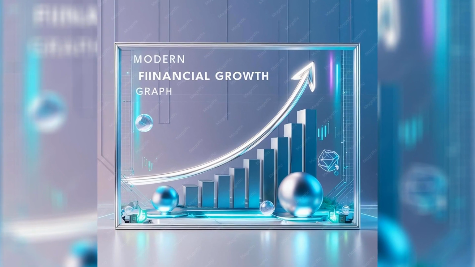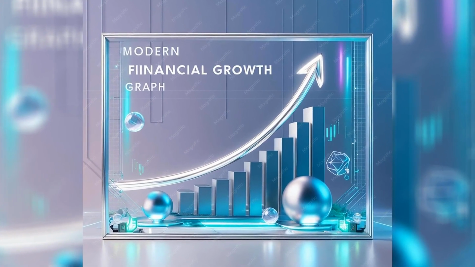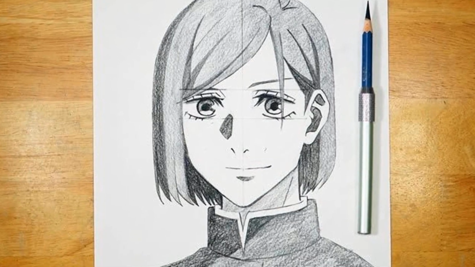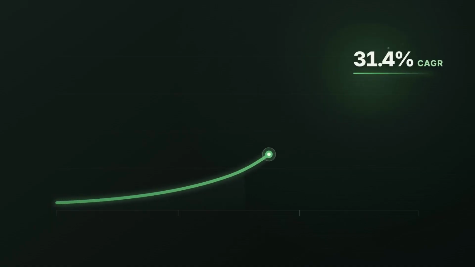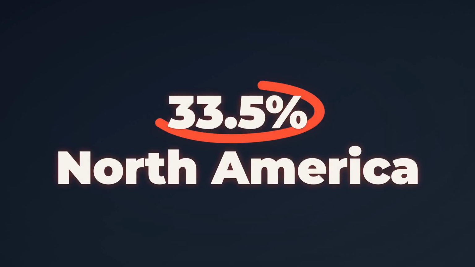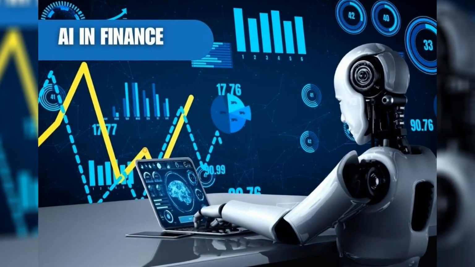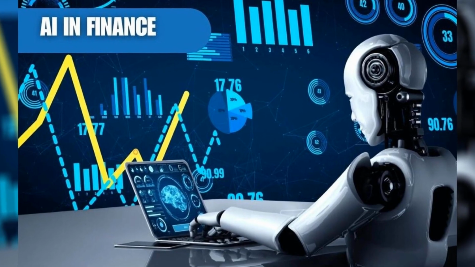The neural network market was valued at $34.1 billion in 2024. It's projected to reach $385.3 billion by 2033, growing at a compound annual rate of 31.4%. North America accounts for 33.5% of that revenue. The banking, financial services, and insurance sector alone represents 28% of total market share.